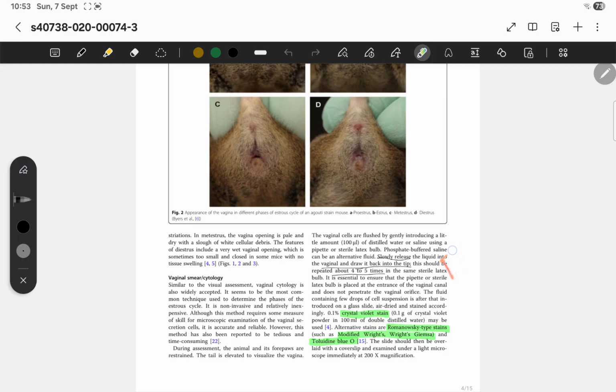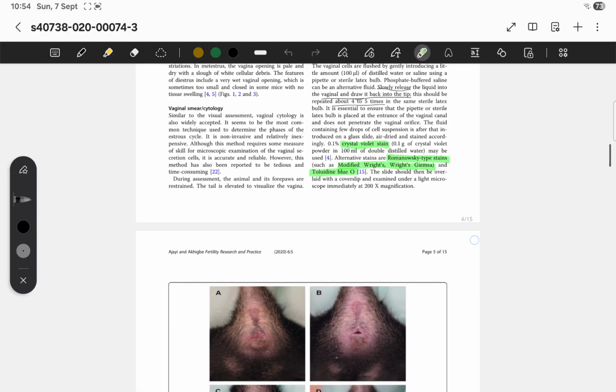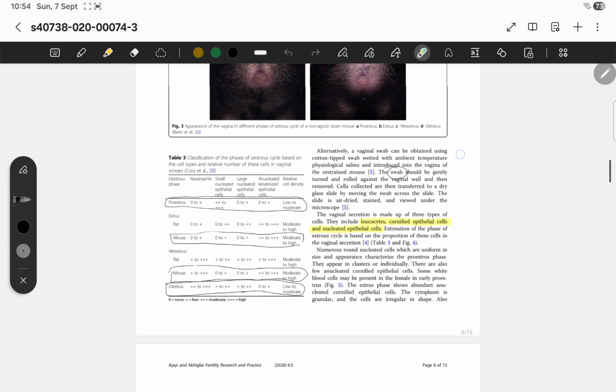So we are making a smear, and then we put this slide in 1% crystal violet stain. Other than this, other stains are also used, such as Romanovsky type stains like modified Wright's and Wright's Giemsa, and toluidine blue O. The slide is then covered with a cover slip and viewed under 200x magnification. This is seen in proestrus. Neutrophils are 0 to positive presence, with small nucleated cells.